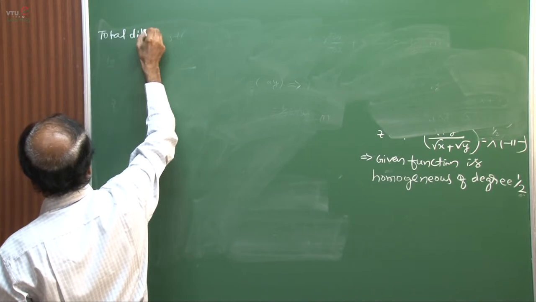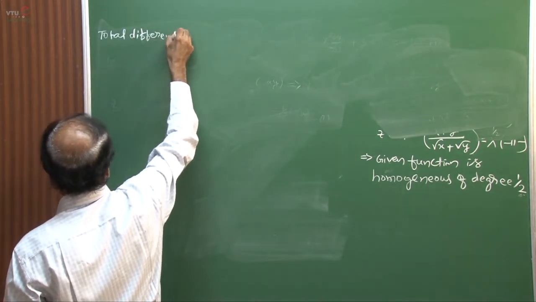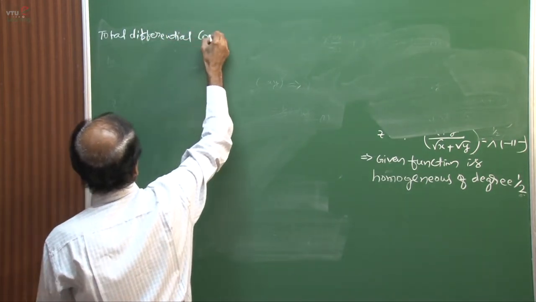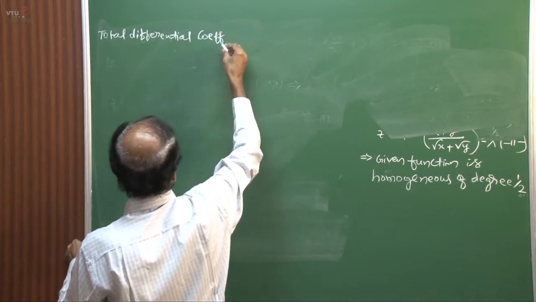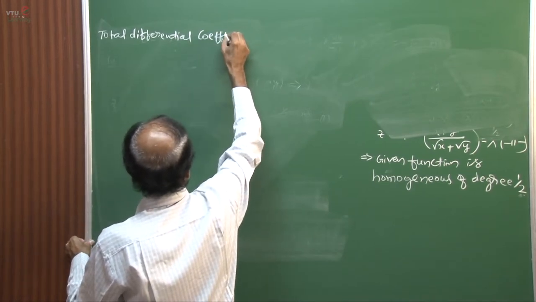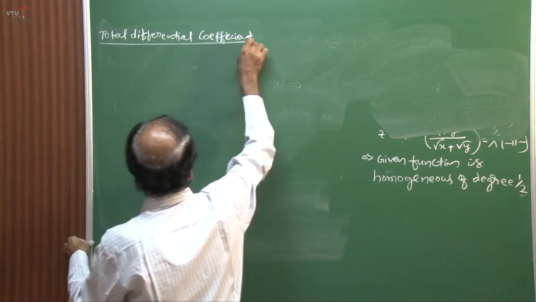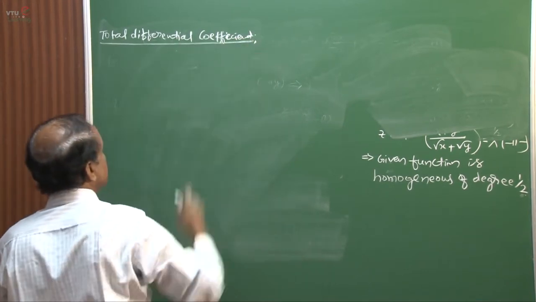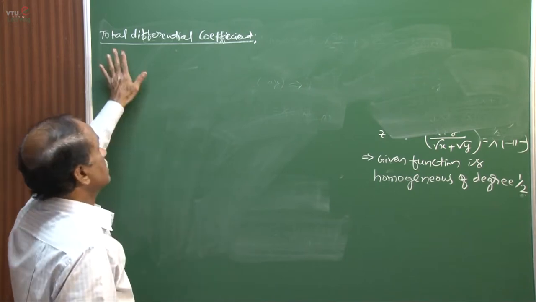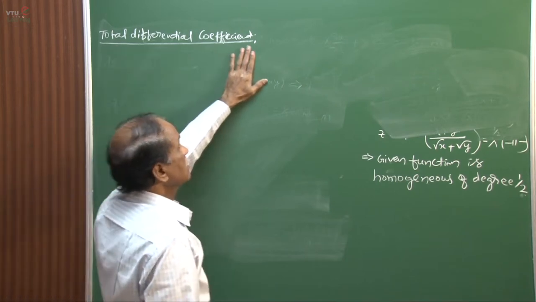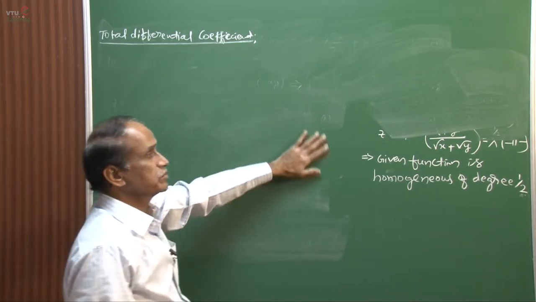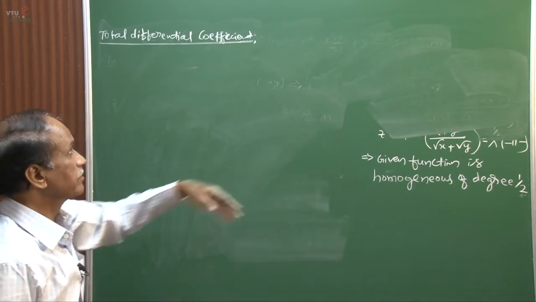Total differential coefficient. This is another important concept where we apply the total derivative in terms of partial derivatives. The total derivative is nothing but the ordinary derivative, but it will be explained in terms of partial derivatives.